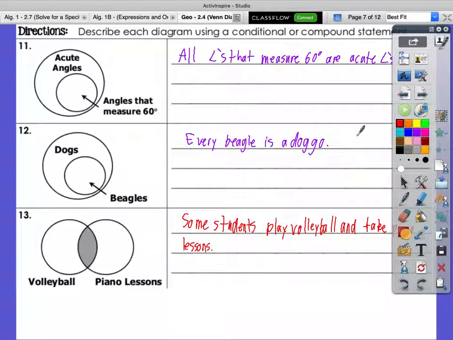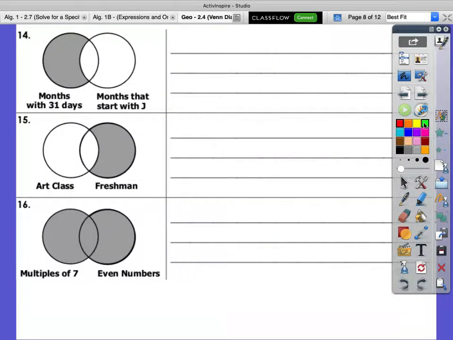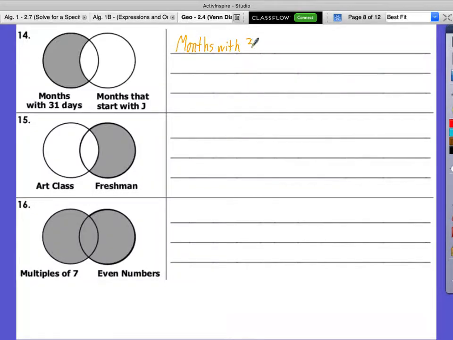Okay, let's go on to number 14 here. We're asking for months that have 31 days, but don't start with J. That's what we're shading in. Months with 31 days that don't start with J. So we can write exactly that. The only one that started with J was January. January, June, July.